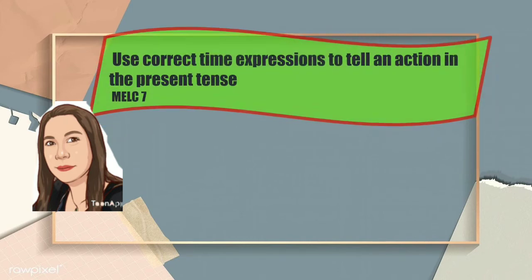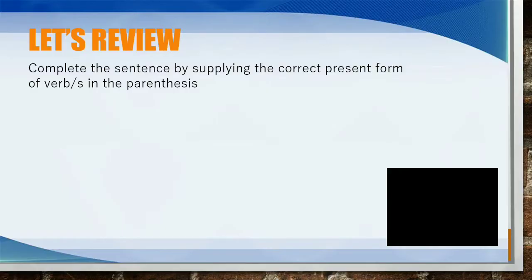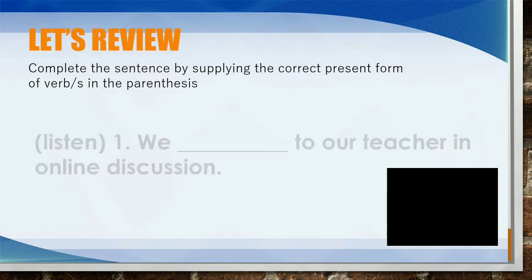Our lesson is to use correct time expressions to tell an action in the present tense from MELC 7. And before we go to our lesson, let us have a review. Complete the sentence by supplying the correct present form of the verb in the parentheses.